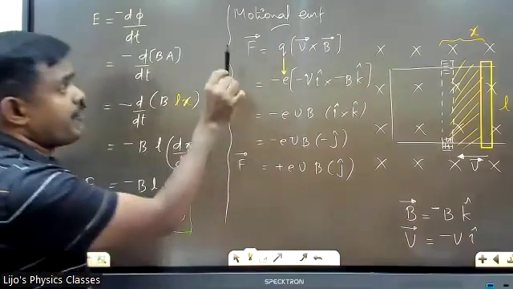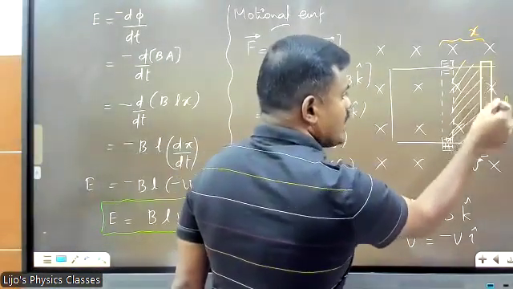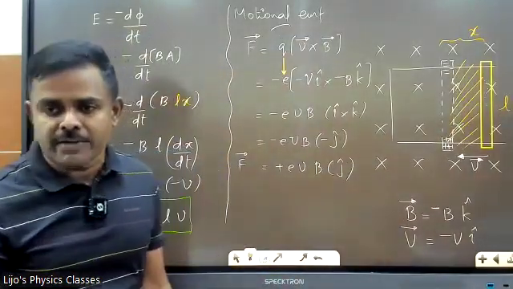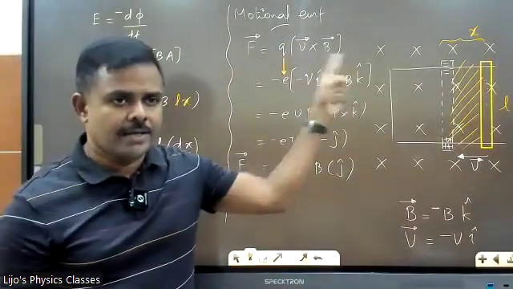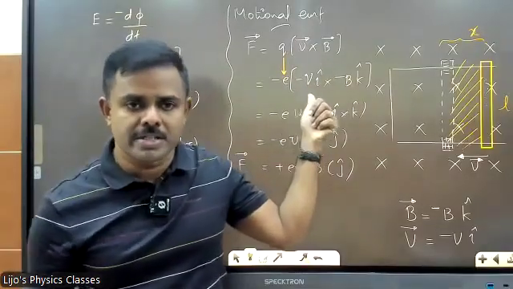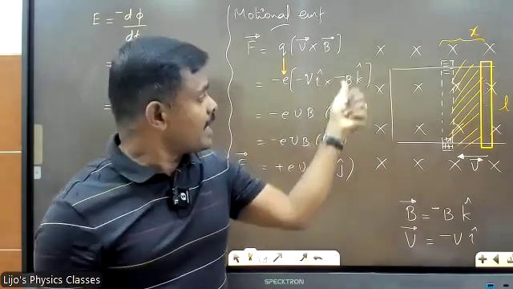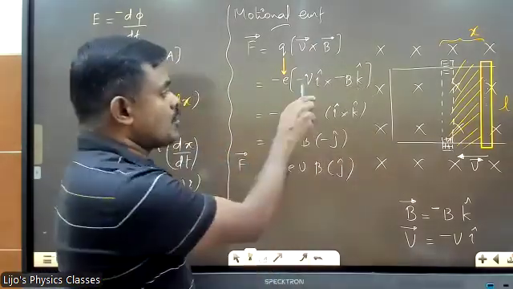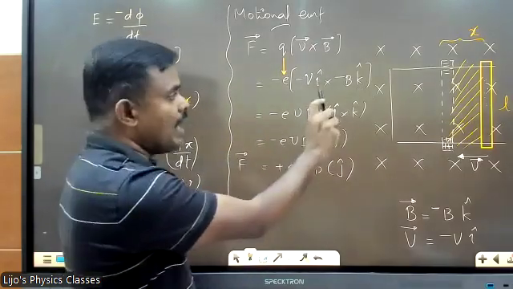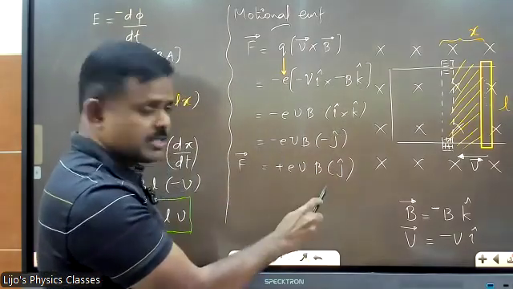Then I find the force on each electron. There are electrons inside, and all the electrons will experience a magnetic force. What is the equation for magnetic force? Q into V cross B. Q I put as minus e because we are talking about electrons in this case. V is minus V I cap, B is minus B K cap. Minus times minus is plus. Then V and B are taken out. Minus e V B into I cross K. I cross K is minus J. Minus times minus gives plus J.